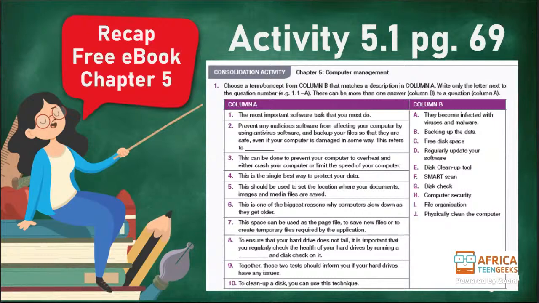Right, we look at the activity that is 5.1 to just recap what we have been discussing. And there is question 1 for consolidation. And then I can see there is Oriel. If you can get the answer, you can just type the letter, either it's A, B, or C, or D up to J. So the first one, the most important task that you must do, what is it? The most important software task that you must do.